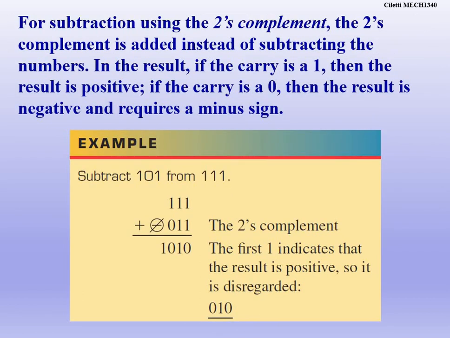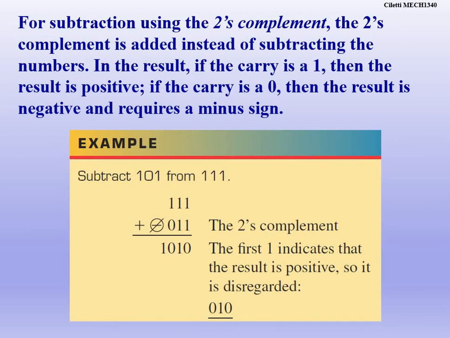If we use the twos complement, you remember to do the twos complement, you take the ones complement of a number and add 1 to it. So we're going to subtract 101 from 111. The twos complement of 101 means that we take 101 and do the ones complement, which gives us 010, and then we add 1 to that. So 010 plus 1 gives us 011. So 011 is the twos complement of 101.